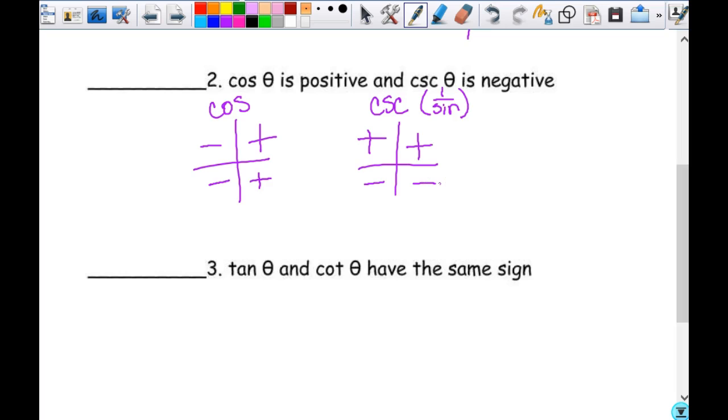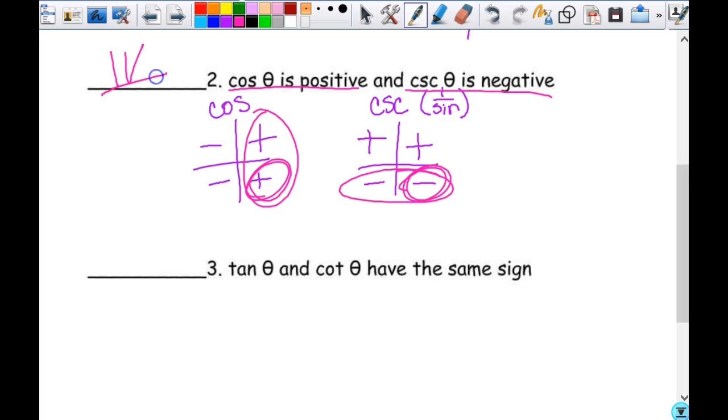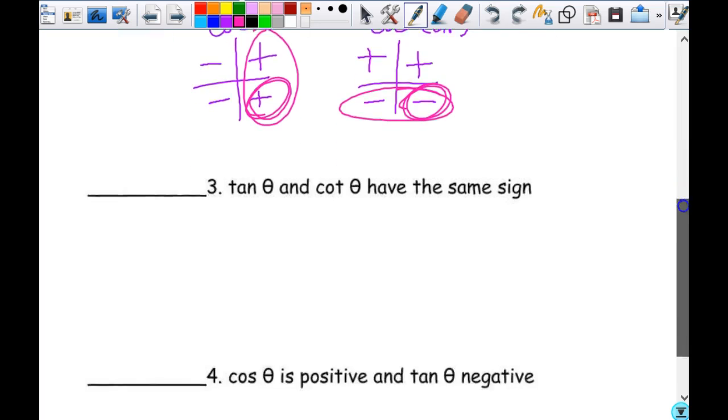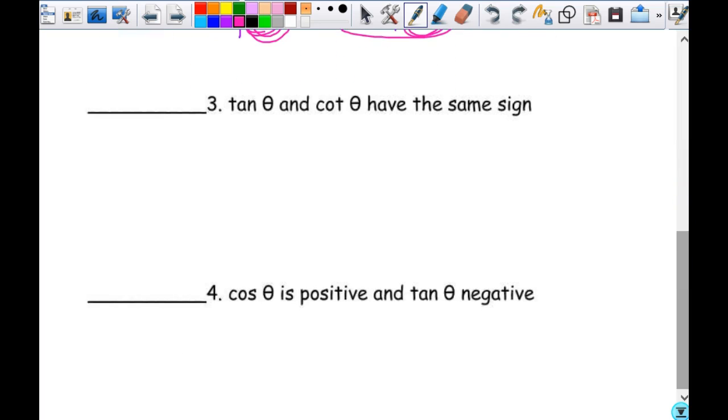Okay, so what I'm looking for here is for cosine to be positive, it's positive right there. Cosecant to be negative, it's negative right here. And where do they overlap? Quadrant 4. Okay, everybody okay with that? If you can combine it into 1 or some other way of thinking, that's fine, but that'll work every time for everybody, but I know you can sort of start combining things that make it work better for you.